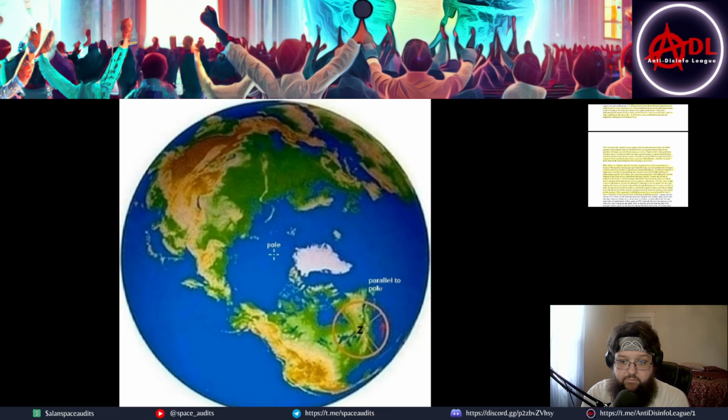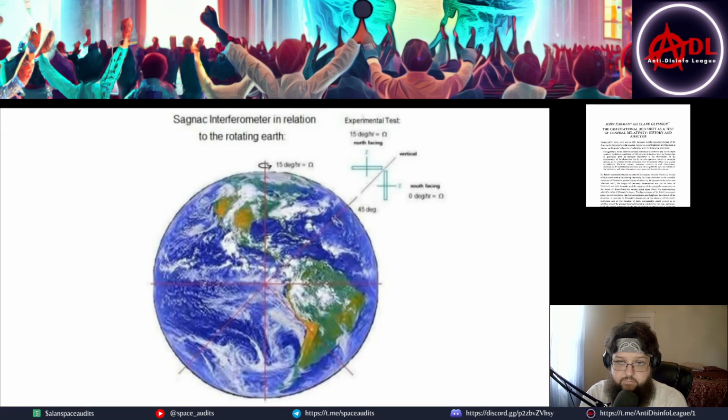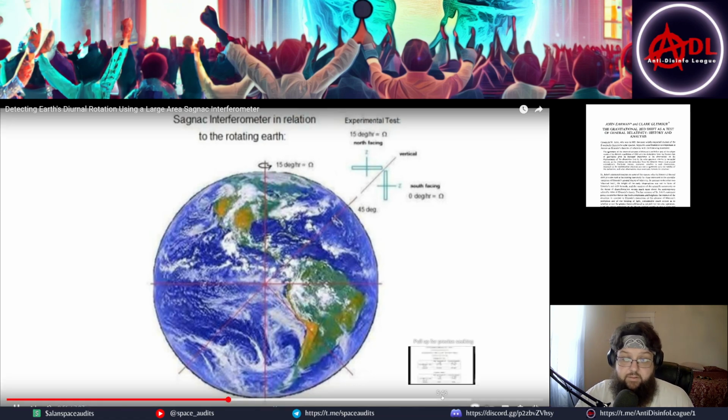If, however, we turn the device perpendicular to the axis of the pole as shown here, it will experience no rotation at all. In this next graphic of the Earth, you can see the two orientations of the Sagnac interferometer, the one with the axis parallel to the North Pole.